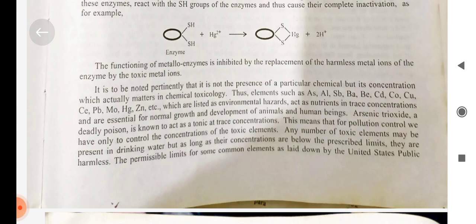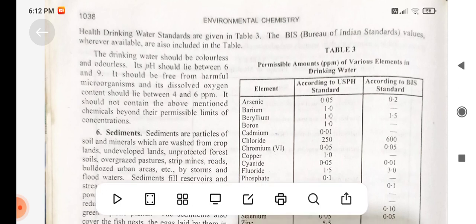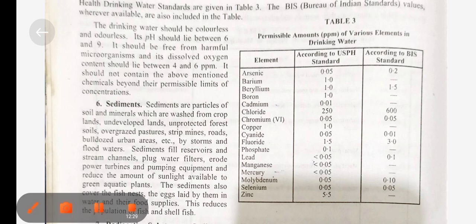The permissible limits for some common elements are laid down by the United States Public Health Service. Drinking water standards are also given here. The Bureau of Indian Standards values, wherever available, are also listed in this. The drinking water should be colorless and odorless. Its pH should lie between 6 and 9. It should be free from harmful microorganisms and its dissolved oxygen content should lie between 4 and 6 ppm. It should not contain the above mentioned chemicals beyond their permissible limits of concentration.